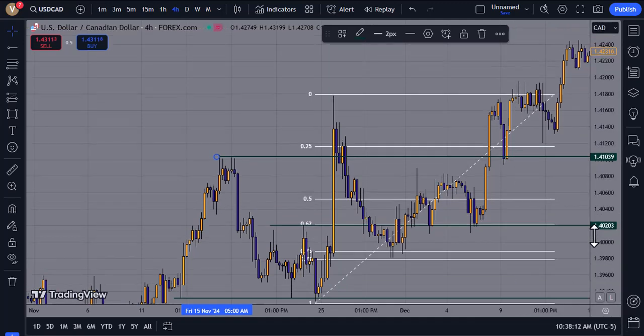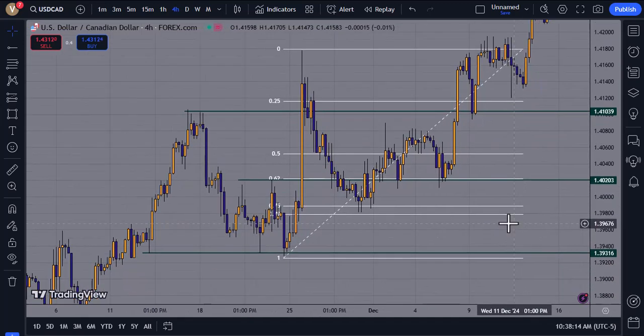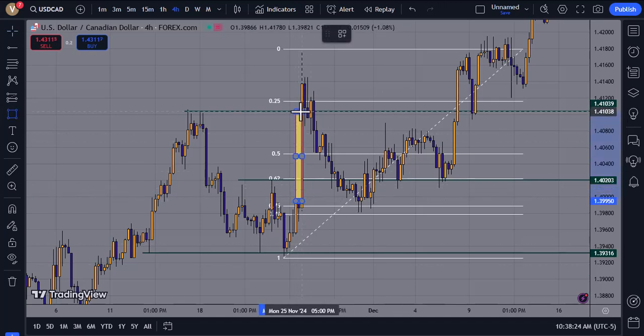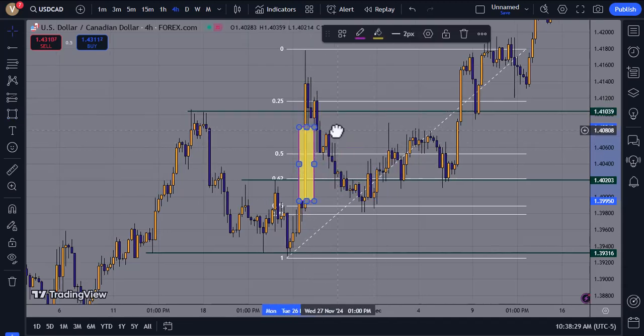Okay, so now after that, you have this very big fair value gap here. Look at it. So what happened from this very point up until that value gap? You understand? So it's very, very big. You might want to consider it.